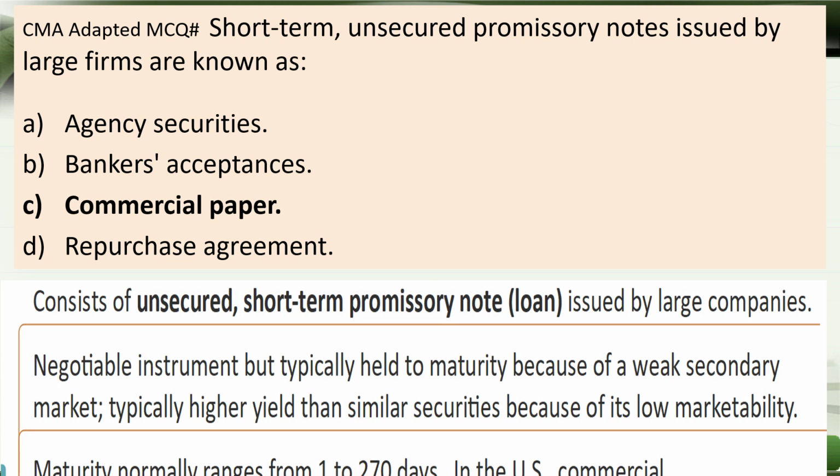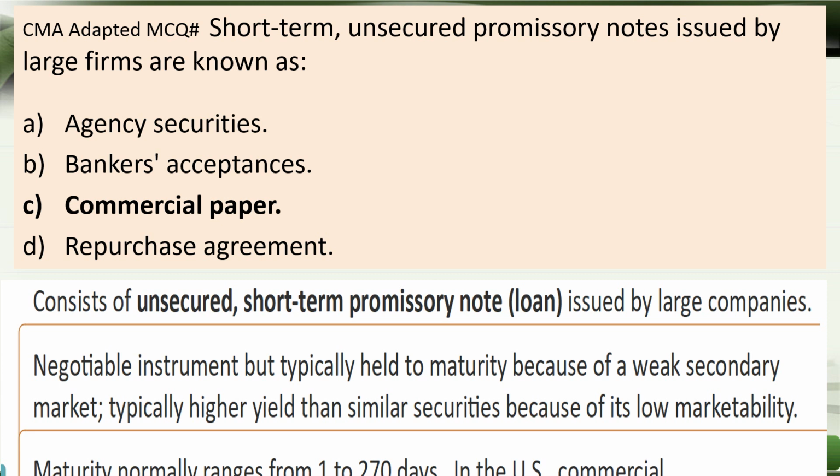From the question itself, we are clear that these are unsecured promissory notes issued by large firms, not by banks. So by definition, they are commercial paper. We understand that they consist of unsecured short-term promissory notes issued by large companies. But we can also test why A, B, and D are not correct answers, because the question itself says unsecured promissory notes. So agency securities are not unsecured; they are secured.